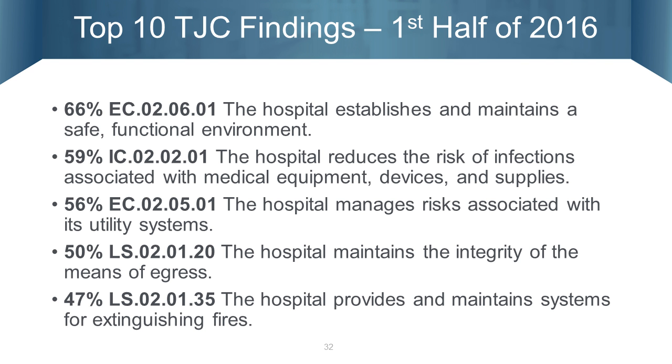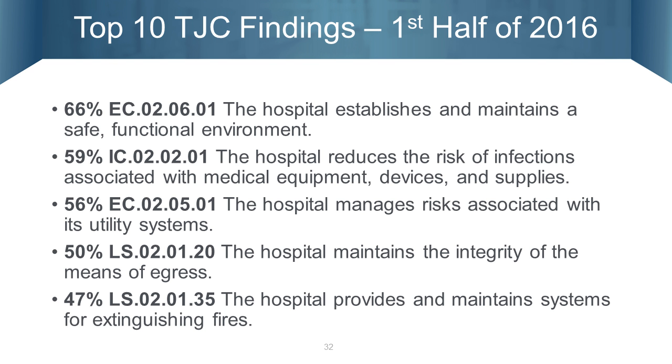Okay, real quickly, the top 10 Joint Commission findings the first half of 2016. They haven't come out with the full year, what the findings are. I'm betting they'll be pretty similar to this. Safe functional environment is a number 1 finding. Some of that has to do with temperature, relative humidity, and pressure differentials. It also gets into some other environmental issues that we can talk about later.